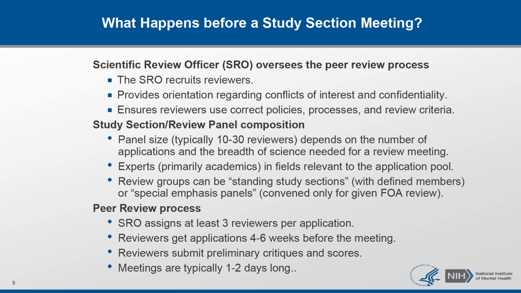And special emphasis panels are created much more specifically for a given review. In the peer review process, what typically goes on is the SRO will assign particular members of the panel before the meeting, well before the meeting, in fact, typically 4 to 6 weeks, will assign individuals on the panel with applications to review. Now, a typical application will have 3 assigned reviewers.